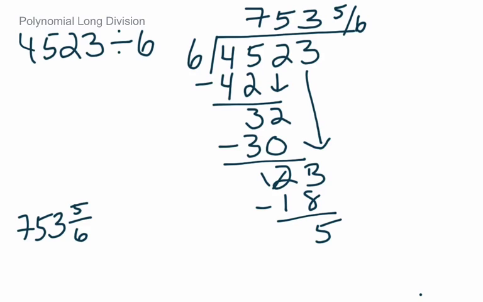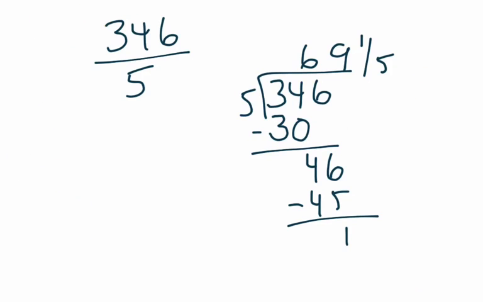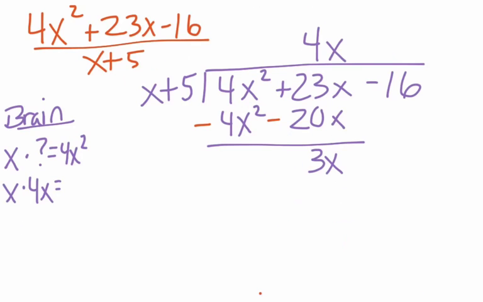In this problem, once we had the product, then we subtracted. So we're going to do the same thing. We're going to subtract. 4x squared minus 4x squared is 0. And that should always happen because that's how we came up with the 4x in the first place. 23x minus 20x is 3x. And in this problem, once we had the 3, then we brought down the next part. So we brought down the 2. In this one, we're going to bring down the minus 16. And that completes one iteration of the process.